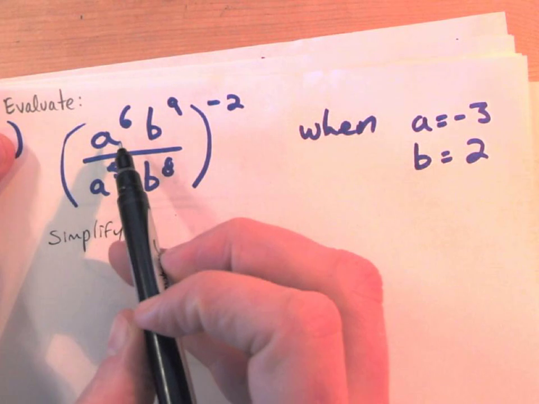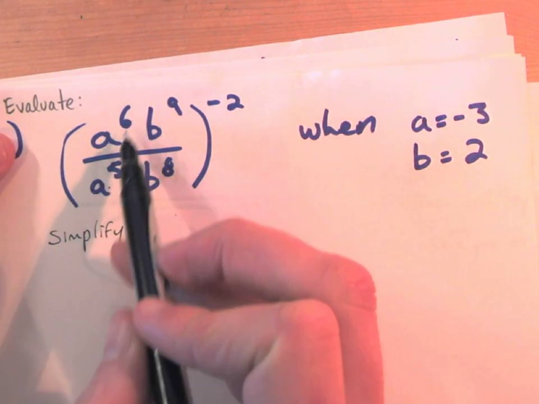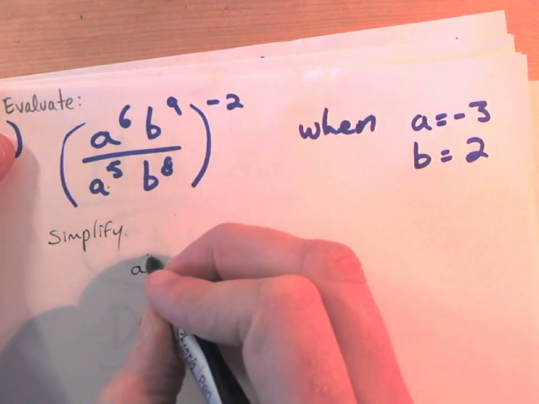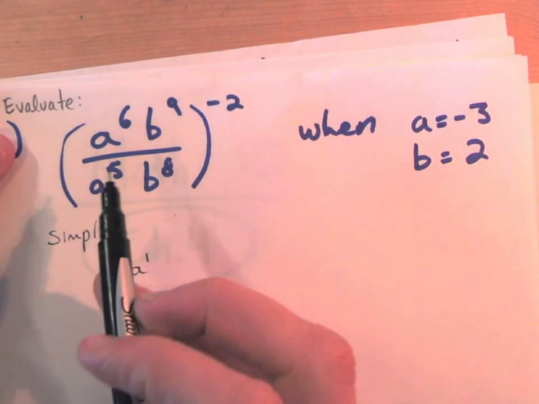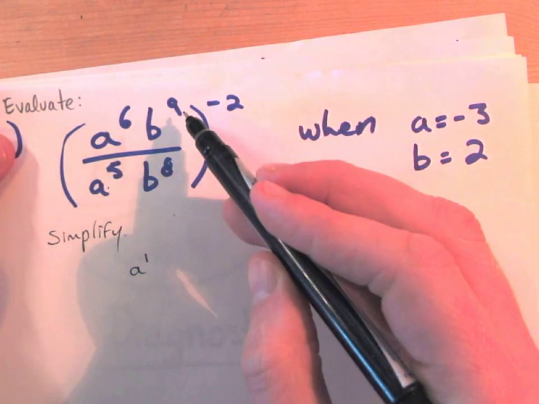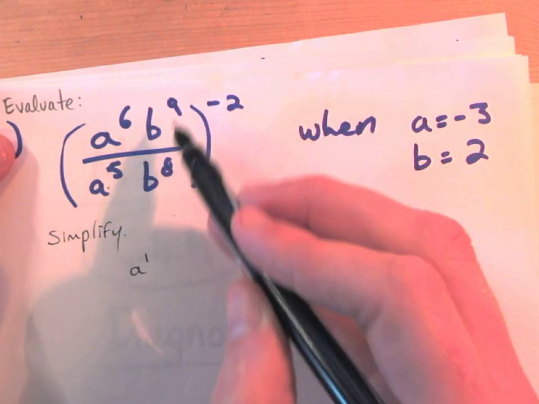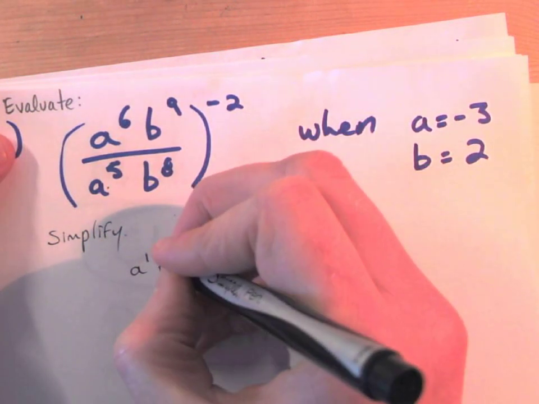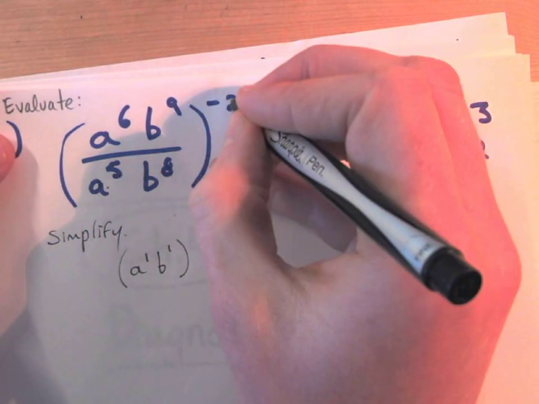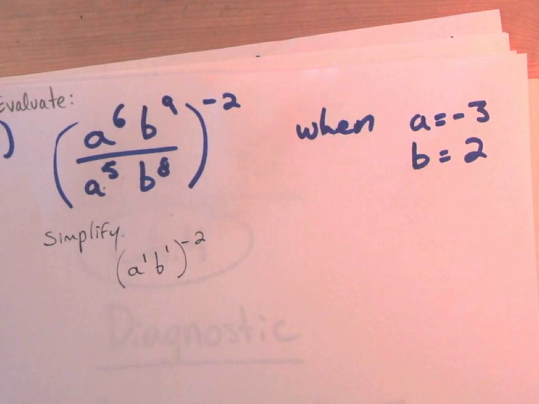So here we have a, same base, so we can subtract 6 minus 5. We know we can do that. And 6 minus 5 is 1. Where does it go? It goes on the top because the bigger number was on the top. And we can do the same thing with the b's. 9 minus 8, the bigger number is on the top. So 9 minus 8 is 1. That'll leave us our 1 on the top as well for the b. Can't forget this -2, it's still there. But we've already simplified it quite a bit.